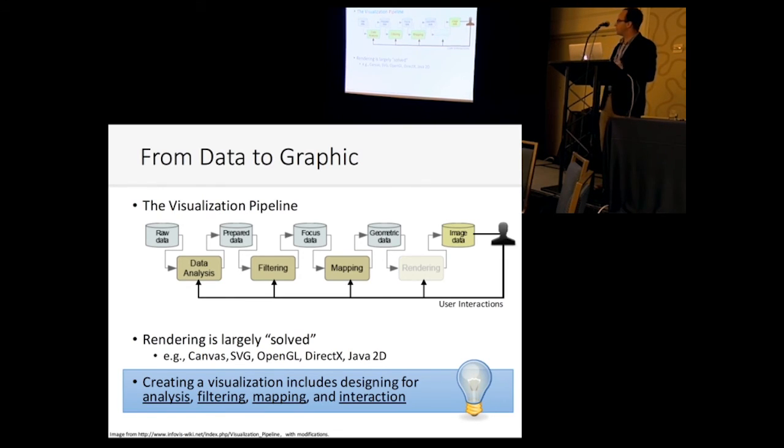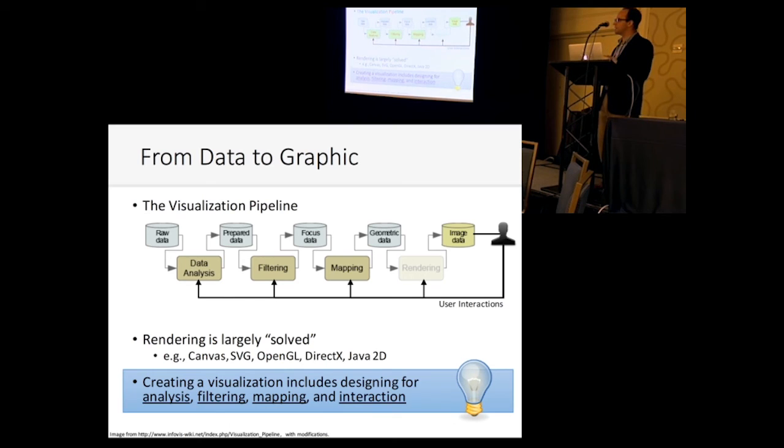Now within this pipeline, the rendering step is largely a solved problem. In the web-based world, we have things like Canvas and SVG. There's also OpenGL, DirectX, Java 2D, a whole bunch of libraries out there for taking a geometric representation and putting it into an image. So we're not going to spend too much time on that. We typically use something that's a bit off the shelf. But when we're creating a visualization, our effort usually goes in those other steps: the analysis, the filtering, the mapping, and the interaction design. And so that's what we're going to talk about a lot more today.